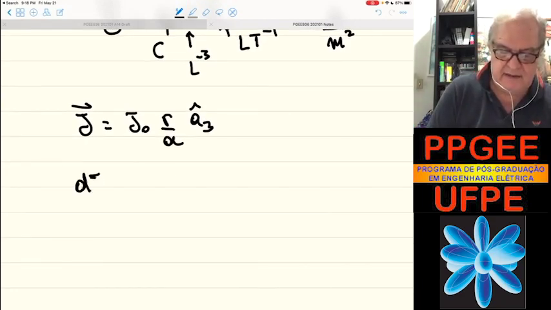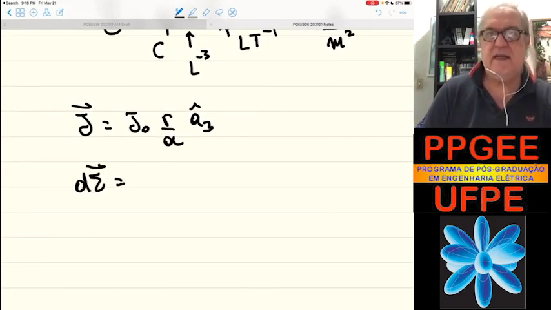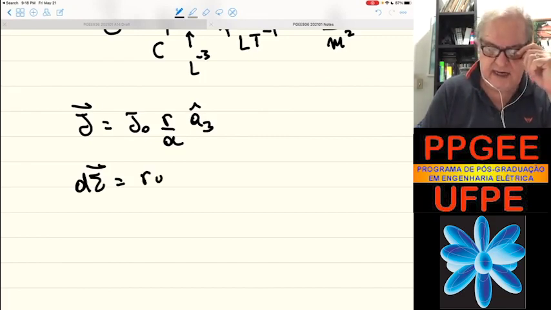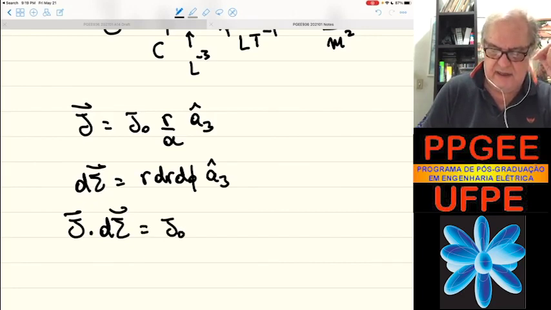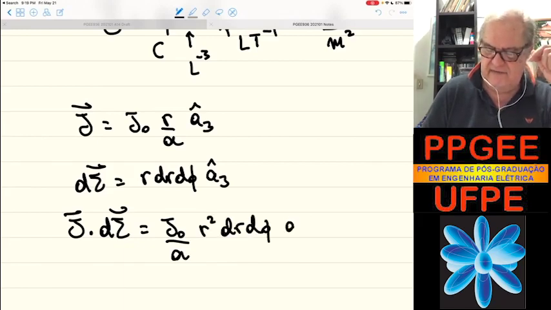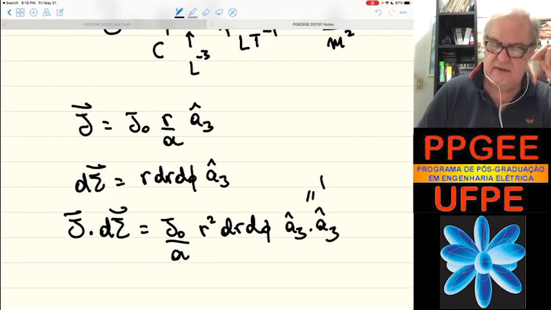The d sigma in cylindrical coordinates is r dr d phi, az. So you have J dot d sigma, the integrand of the expression, J0 over a, r squared dr d phi. Then you have az dot az, which equals 1, right? So we can erase this thing here.